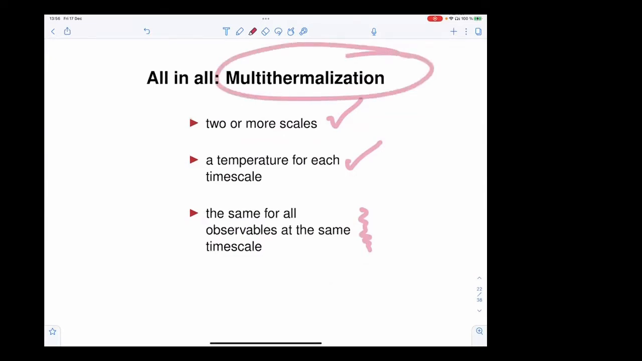The point is that there are three surprises. The first surprise is that effective temperatures appear. The second surprise is that they coincide for all observables at a given timescale. And the third surprise is that you can have many, but then they have to be in very different timescales.